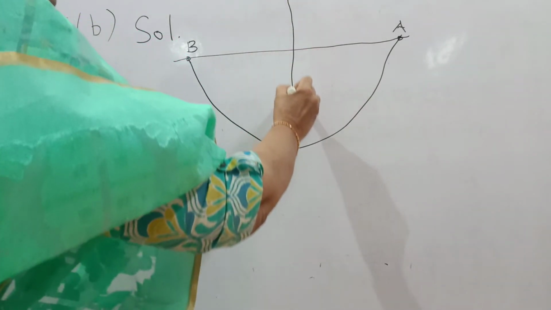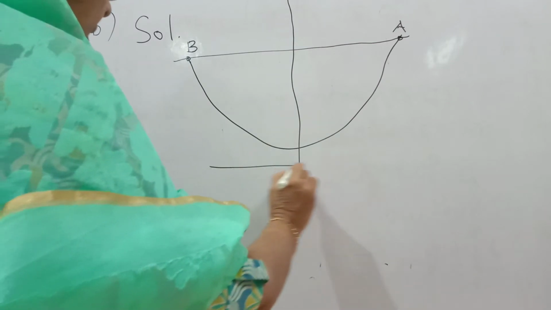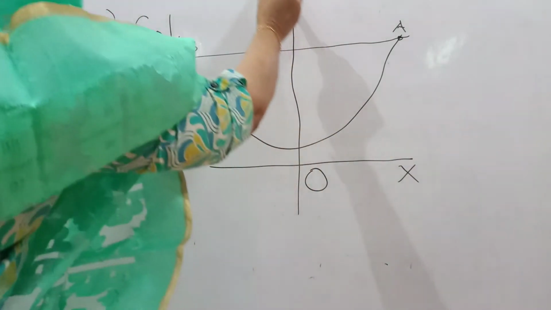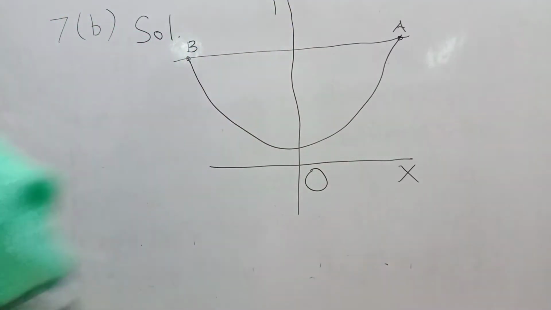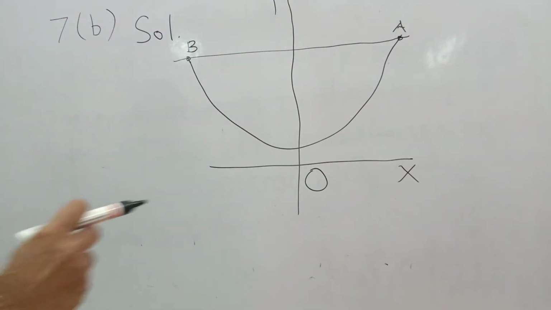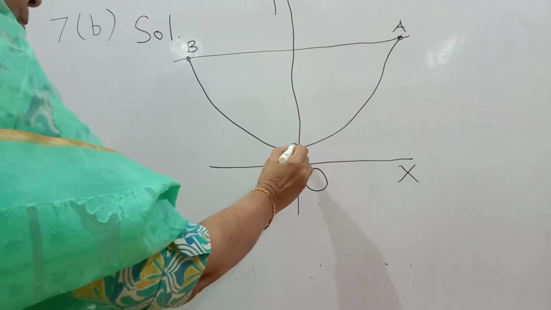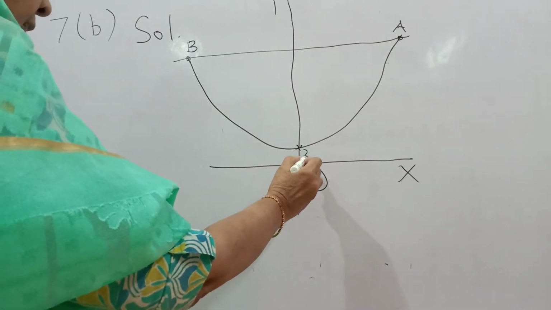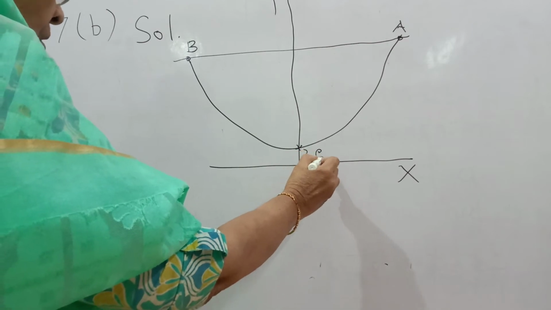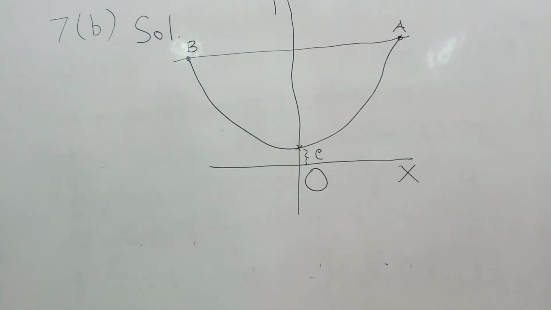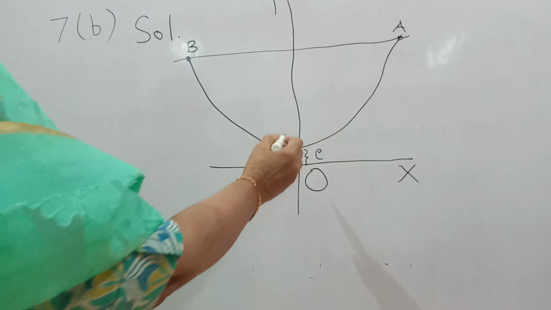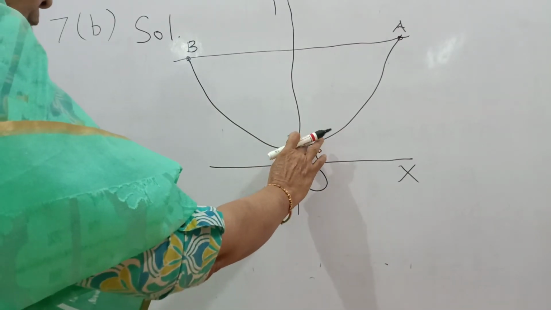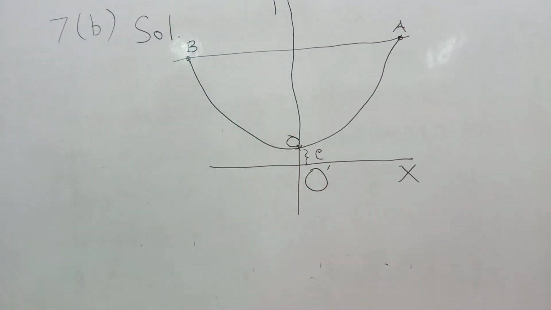So let us draw the axis. Suppose this is your x-axis and this is your y-axis. Okay? And this is the lowest point of the string, and this is the parameter of the catenary, which is denoted by a small c. And let us take this point as O, this point as O dash.